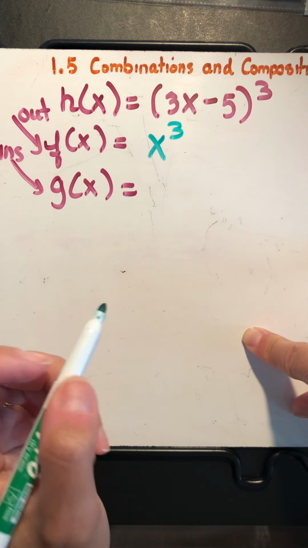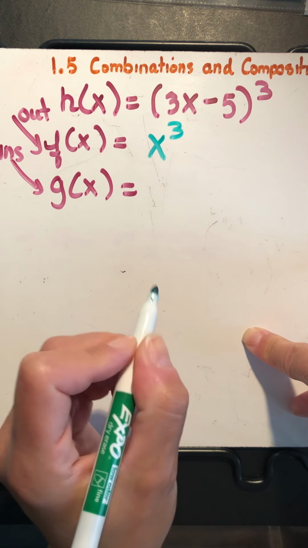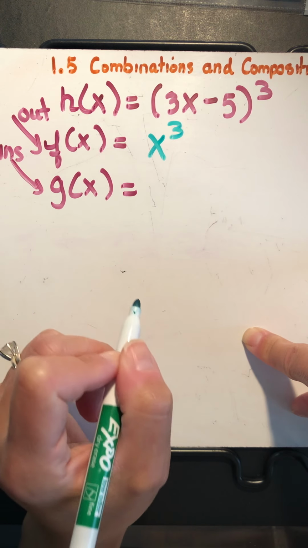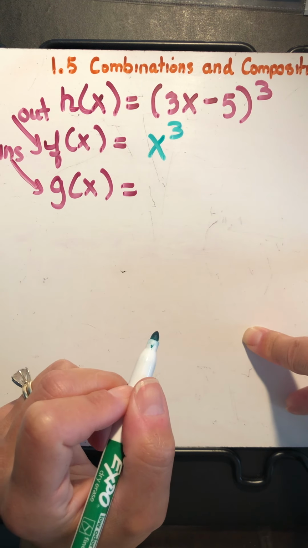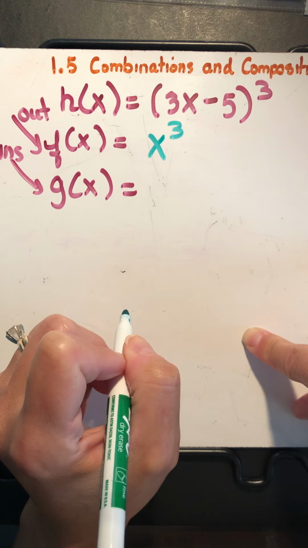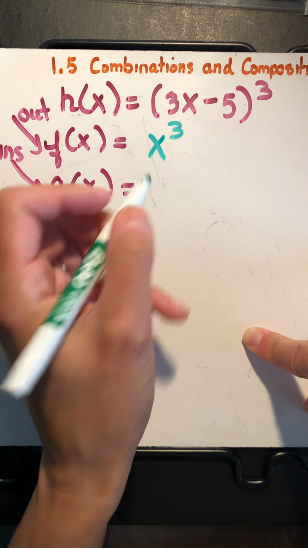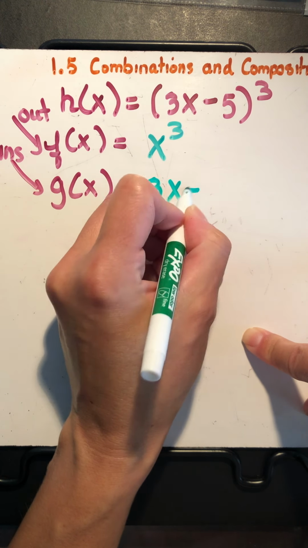The inside function is what happens if you fly closer to the object and get a closer, careful look at it. You're like, well, wait, what's being cubed? Let's dive in and look a little closer. Oh, 3x minus 5 is being cubed. That would be my inside function.